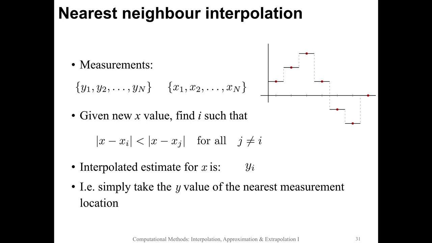So here's another example, a separate example of piecewise interpolation. This one is called nearest neighbour interpolation, and it's a bit simpler than linear interpolation. Again, we have our measurements here, our y's, and our knot points here, our locations x. If we get a new x value, we just look for the individual knot point location, the individual value of i, such that x is closer to i than it is to any other knot point. So we just find the nearest neighbour for x. And then the interpolated value for our x value is just the value at the nearest neighbour. In other words, we just take the y value of the nearest measurement location.